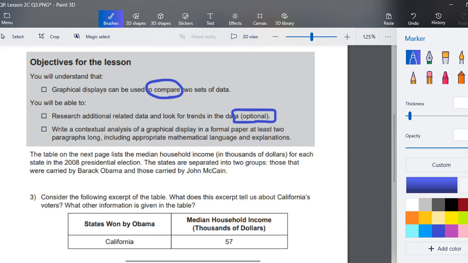We're not going to research more, but what you will be doing is writing 2 paragraphs on some data. You're going to compare and contrast what you're seeing. So before this lesson's over, you're going to write a contextual analysis of a graphical display in a formal paper, at least 2 paragraphs long, and include appropriate math language and explanations.